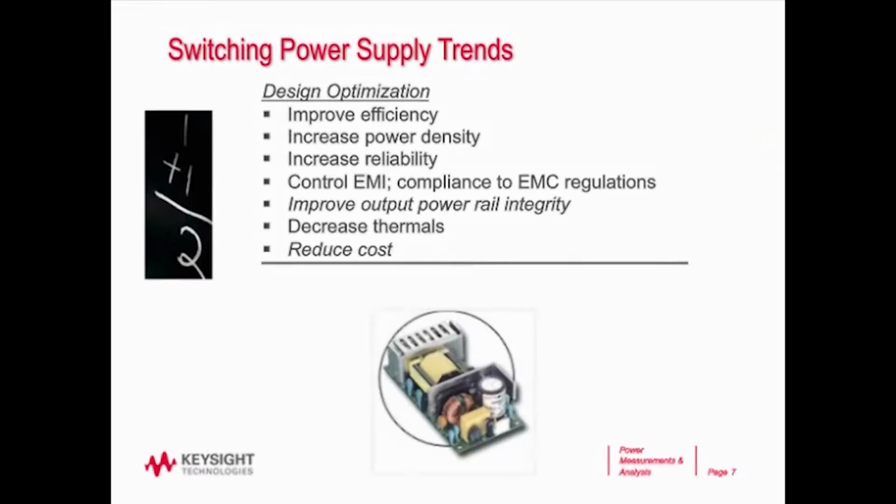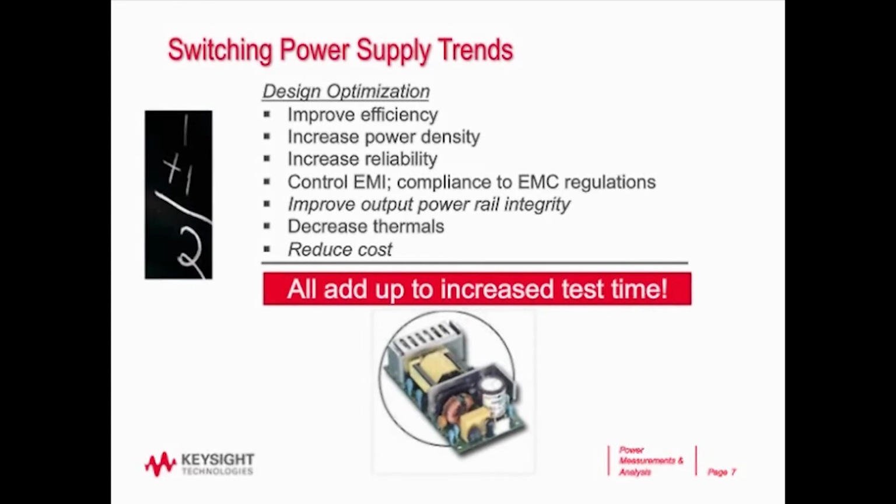So some of the trends in power supply design today: engineers, first of all, want more efficient power supplies, green energy. People want to improve power density, pack more power into a small package, increase reliability, control EMI, improve output power rail integrity. That's extremely important today for high-speed digital designs. Decrease thermals, make it such that it doesn't run so hot, and reduce costs. Now, all of this adds up to increased test time, which is our focus today.